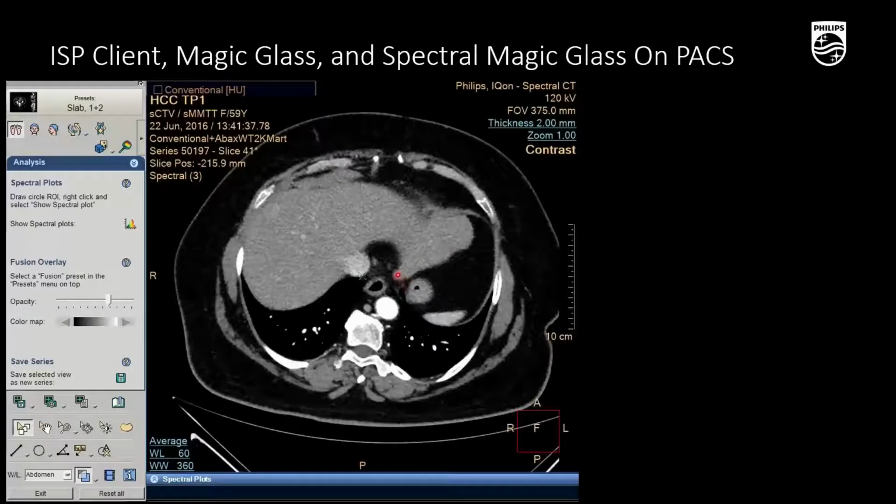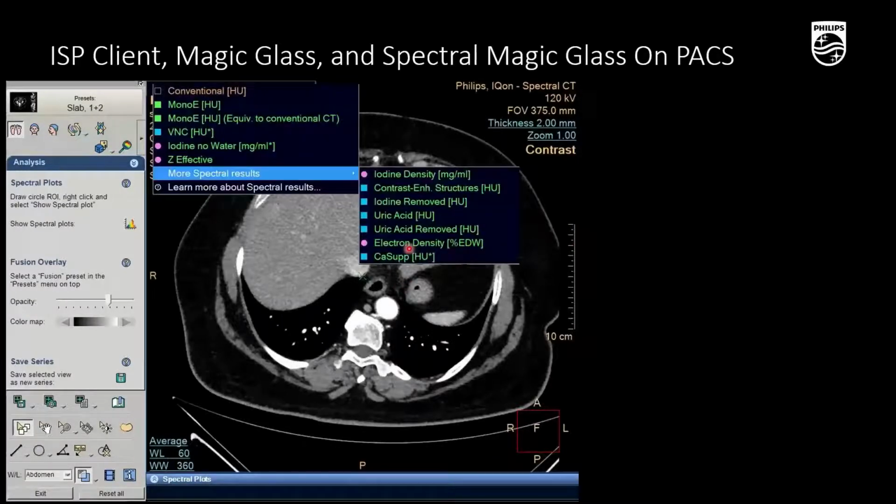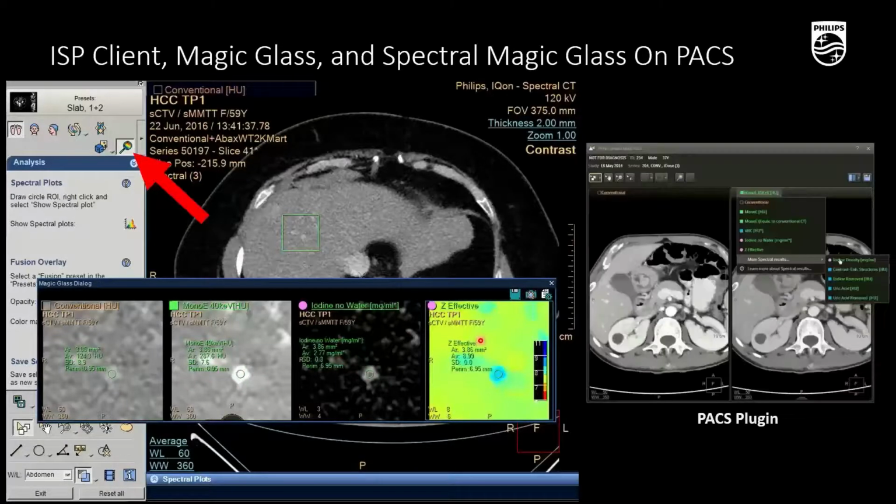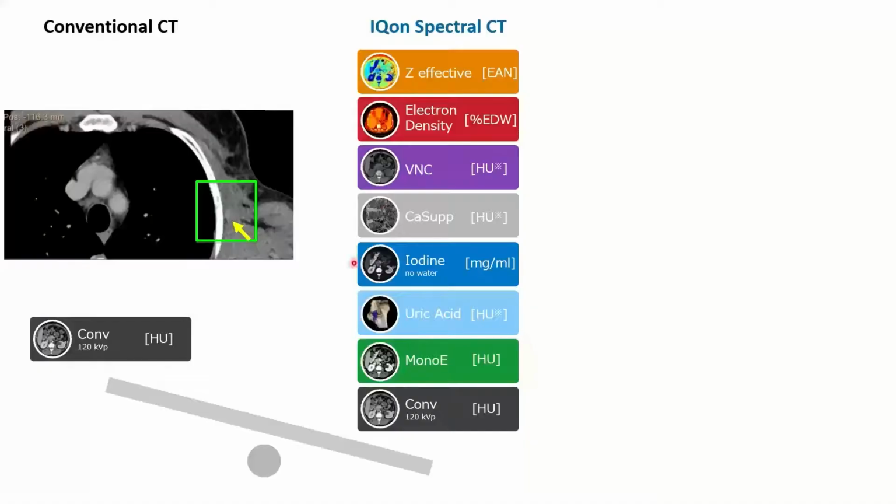And often this is nice to look at all at the same time. So if you're looking at a particular region, here you see a lesion in the liver, and you might want to look at multiple images at the same time. So a monoenergetic, an iodine image, et cetera. And here's just one example where I think you can see quite nicely how all of these images can be used together.